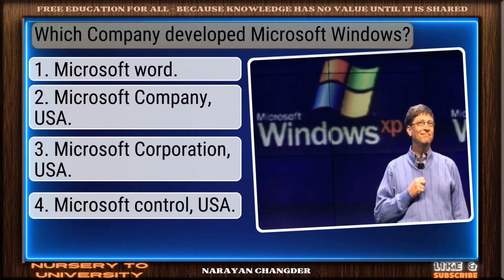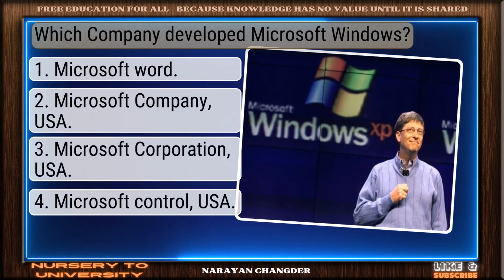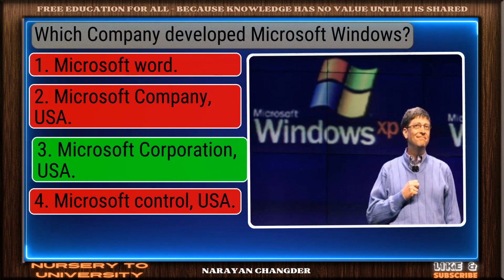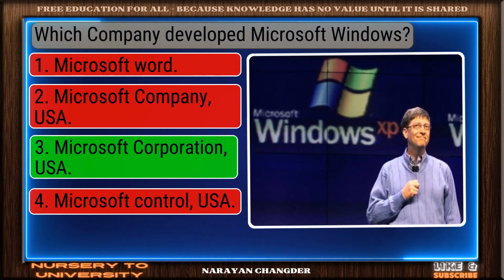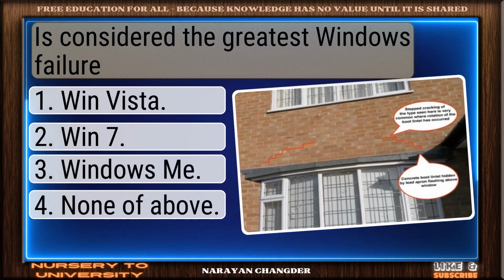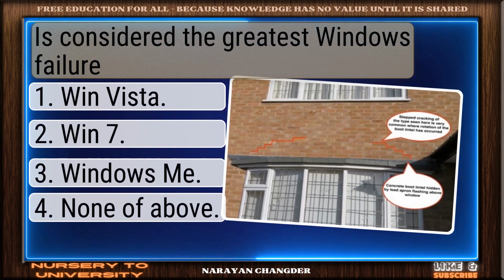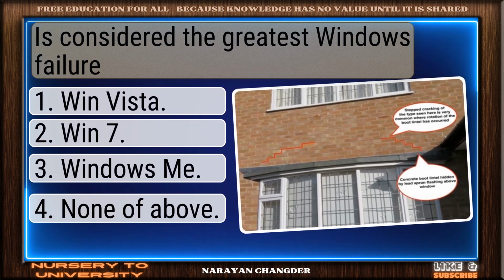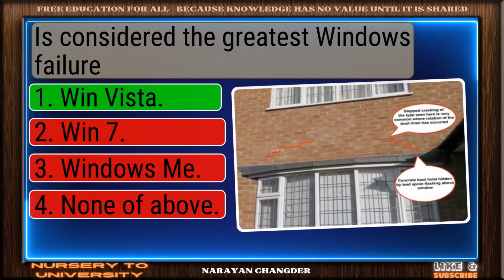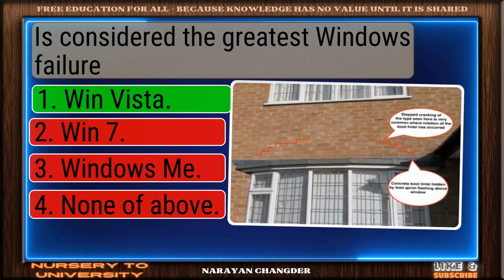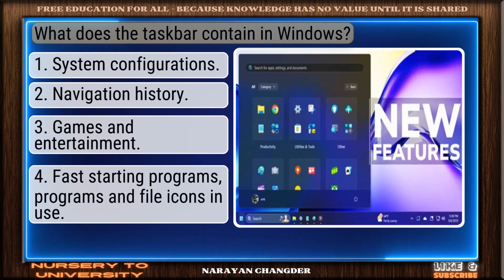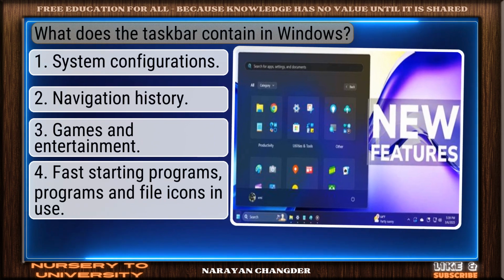Question number 37. Which company developed Microsoft Windows? Great thinking. Microsoft Corporation, USA is the right choice. Question number 38. Blank is considered the greatest Windows failure. On track. Windows Vista is the correct answer. Question number 39. What does the taskbar contain in Windows?